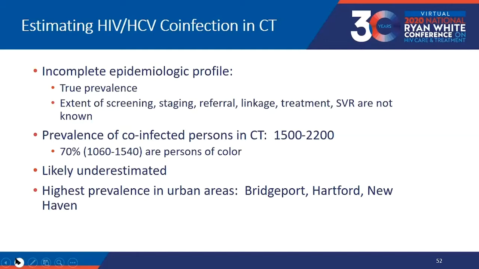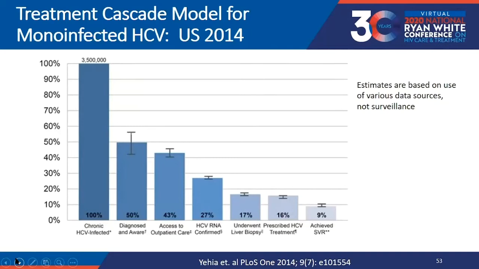So, a few run-throughs of published cascades of care. Based on various data sources, this very well described cascade of care, published all the way back in 2014 by Yahia et al., looked at mono-infected persons with Hep C in the United States in 2014. As you can see, of that estimate of 3.5 million with chronic infection, the percentage who actually had achieved SVR was 9%. So, not even in double digits, but again, this was a modeling estimate based on multiple sources of data, not just surveillance data.